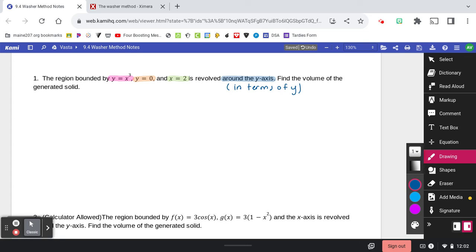On a graph, y equals 0 is the x-axis, and x equals 2 is a vertical line. And y equals x cubed looks like this. If you plug in 0, you get 0, 1, you get 1, 2, you get 8. And it looks like this. Now again, y equals 0 is the x-axis, and x equals 2 would be a vertical line that looks like this.